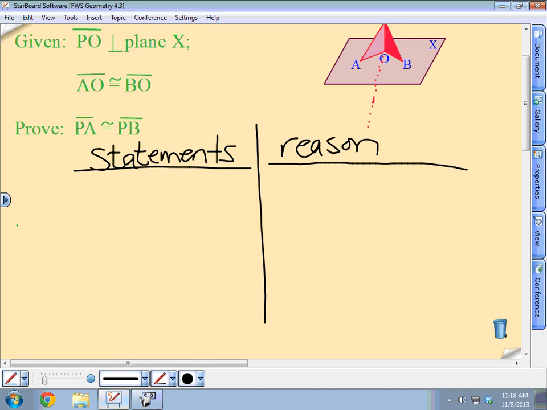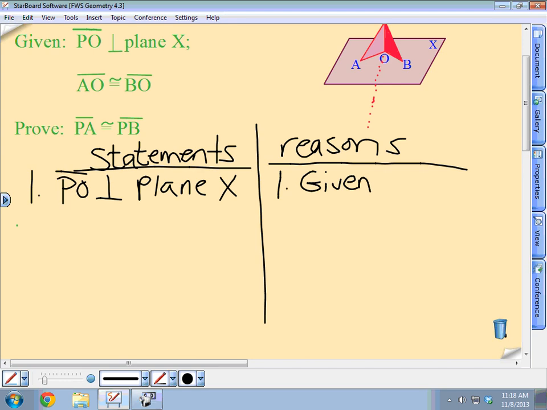Jordan, what's my first statement going to be? PO is perpendicular to plane X. That's very good, Jordan. And that's given. It is given, yes. Now, after the first step, they tend to get a little harder.